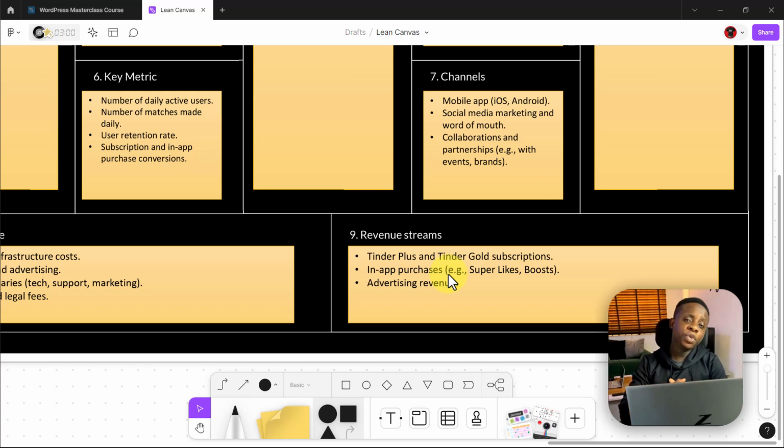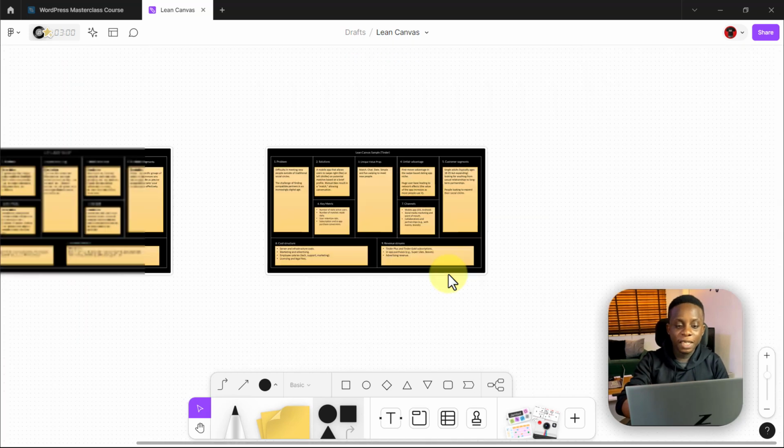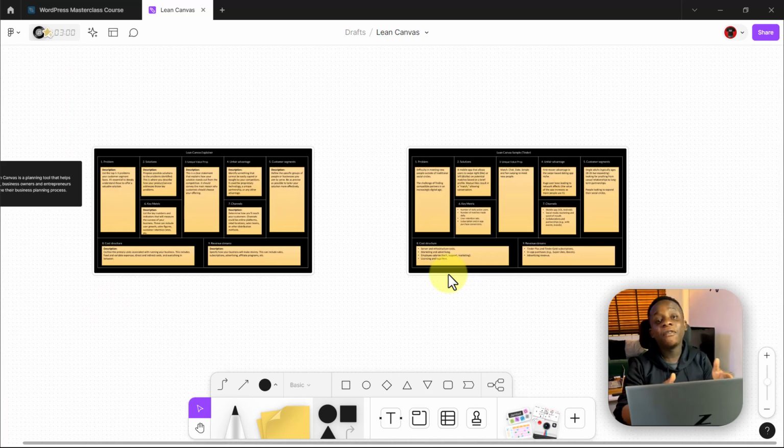So if you want to build your lean canvas, you can use this as an example. And we have a template. If you want to download the template, there's going to be a link below.